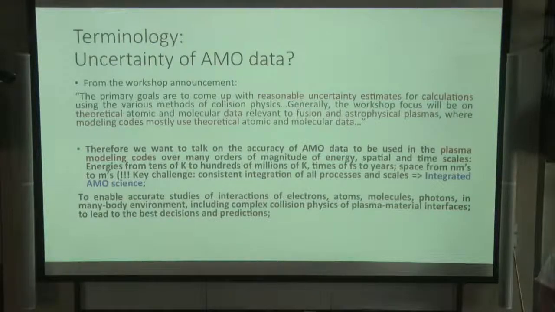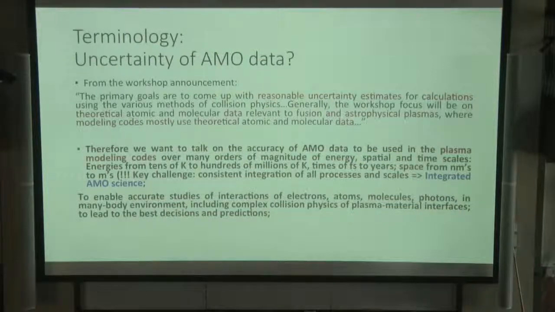We want to talk on the accuracy of AMO data to be used in the plasma modeling codes over many orders of magnitude, from astrophysics, so we are talking about probably 10 kelvins to 100 million kelvins when we are talking about the core of DT fusion. So once we mention energy scale, we immediately define time scale and spatial scale. So we are talking about many orders of magnitude of time scale, starting from femtoseconds, going all the way to years. Spatial, from sub-nano, going all the way to meters.